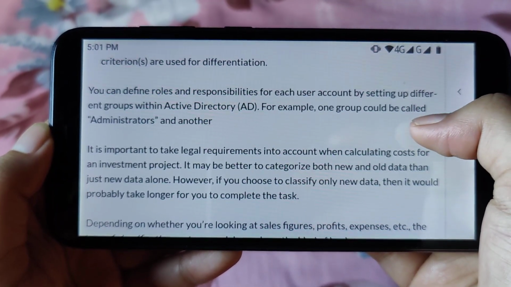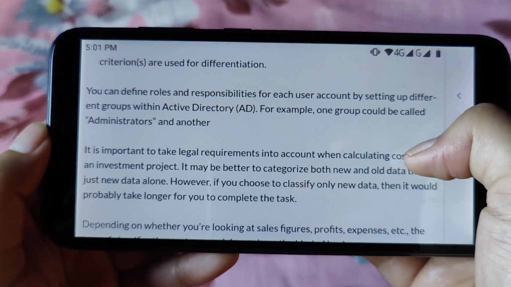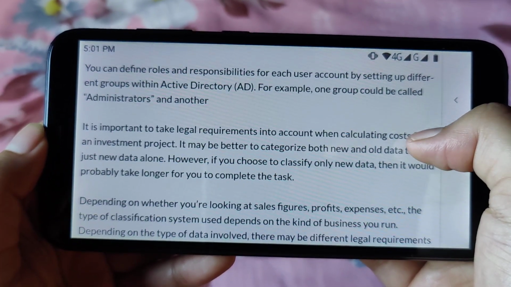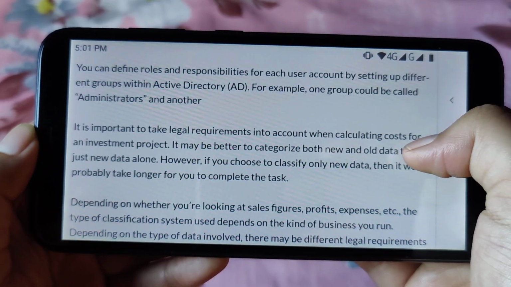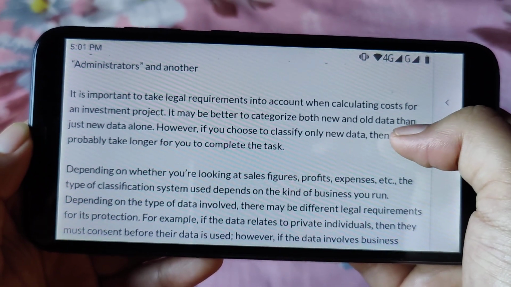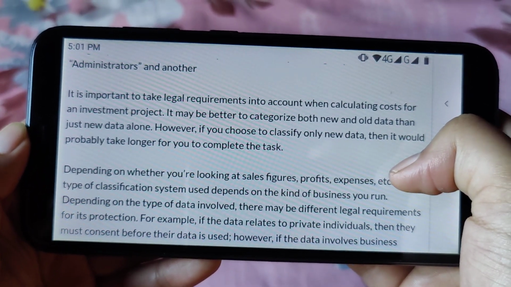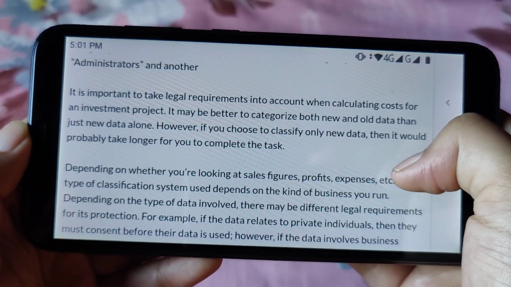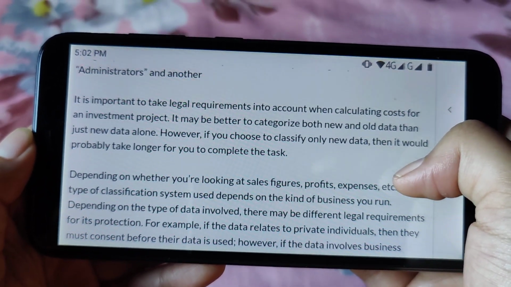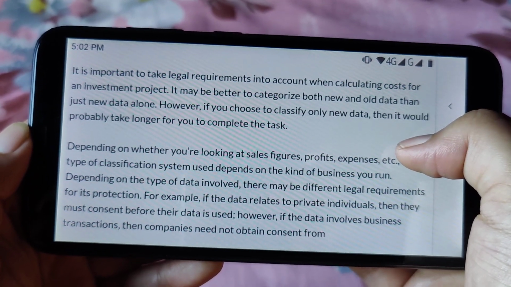You can define rules and responsibilities for each user account by setting up different groups within Active Directory. For example, one group could be called one name and another a different name. It is important to take legal requirements into account when calculating cost for an investment project. It may be better to categorize both new and old data than just new data alone.